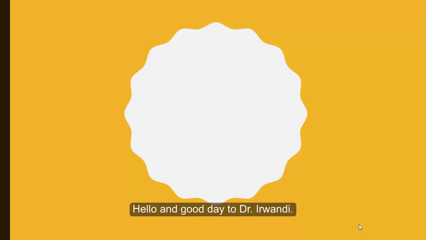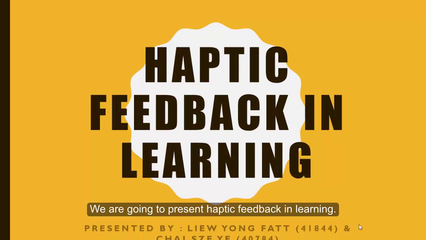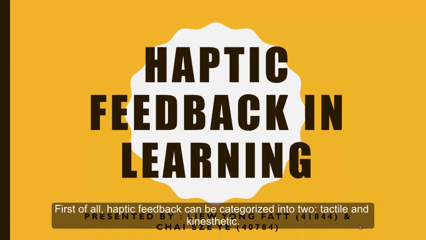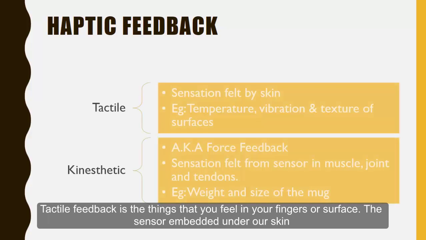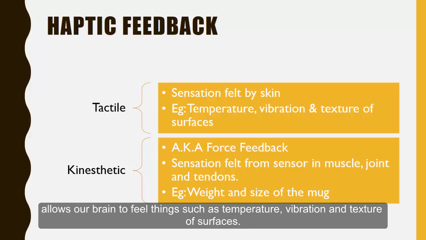We are going to present haptic feedback in learning. First of all, haptic feedback can be categorized into two, tactile and kinesthetic. Tactile feedback is the things that you feel in your fingers or surface. The sensors embedded under our skin allow our brain to feel things such as temperature, vibration, and texture of surface.